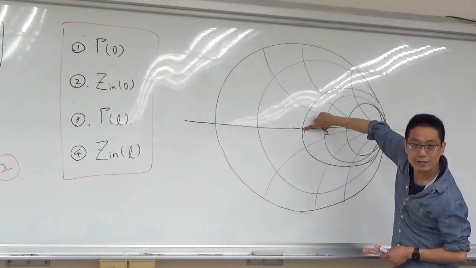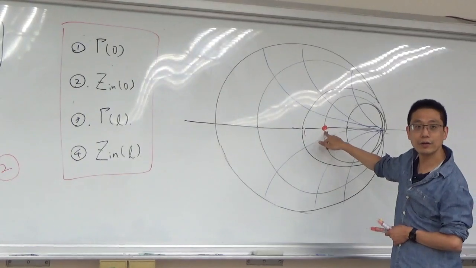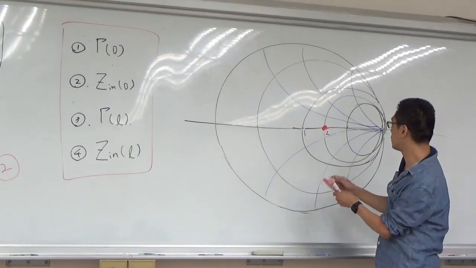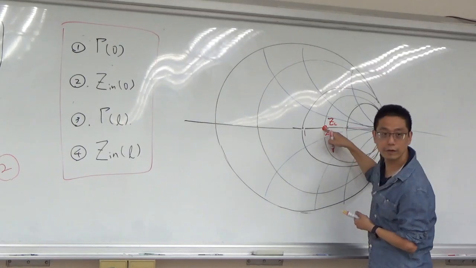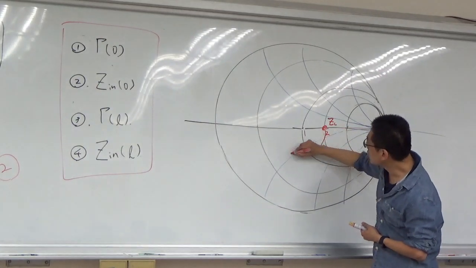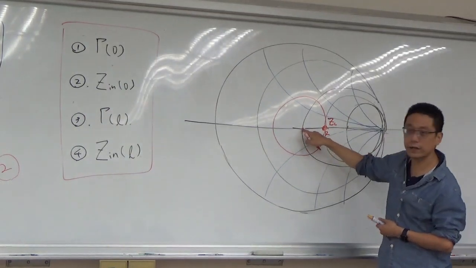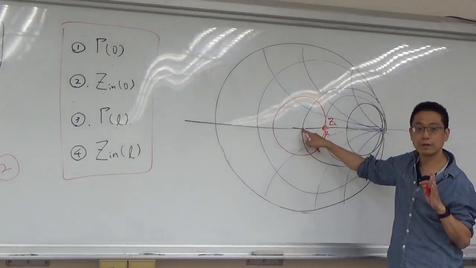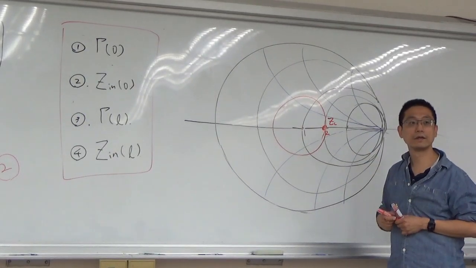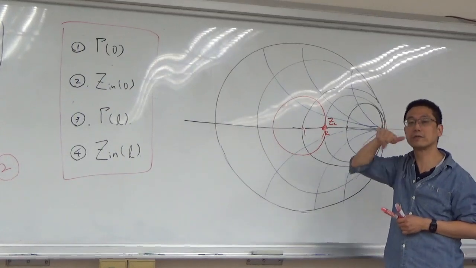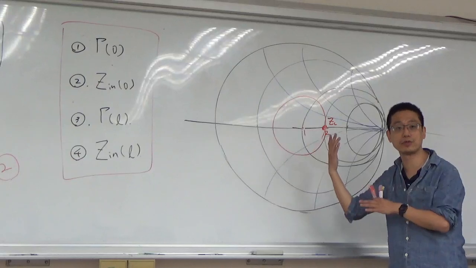Use your compass. Draw a circle from your ZL. So this is ZL, 2. Draw a circle, and the center is the middle. You can draw a circle, okay? So bring your compass. We will do more examples, and I will explain how to calculate with the Smith chart, okay?